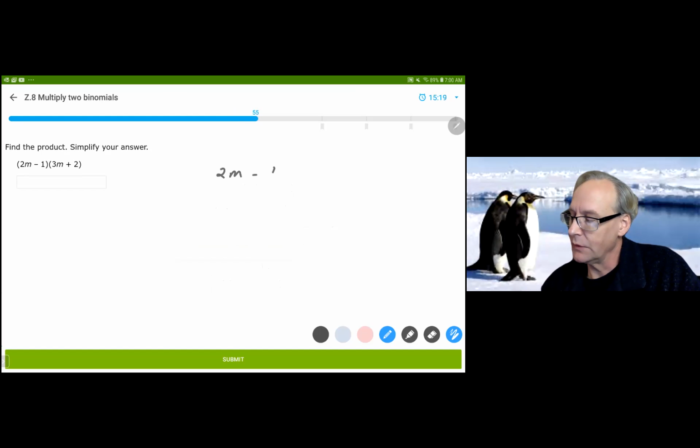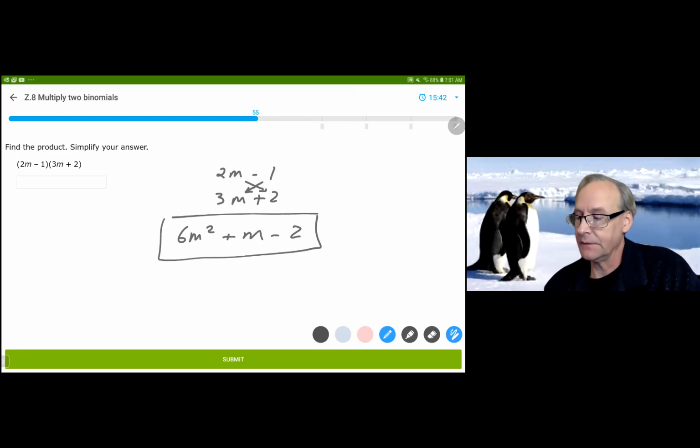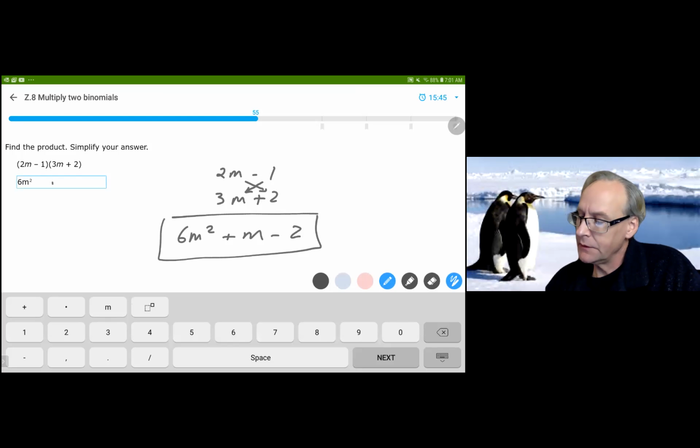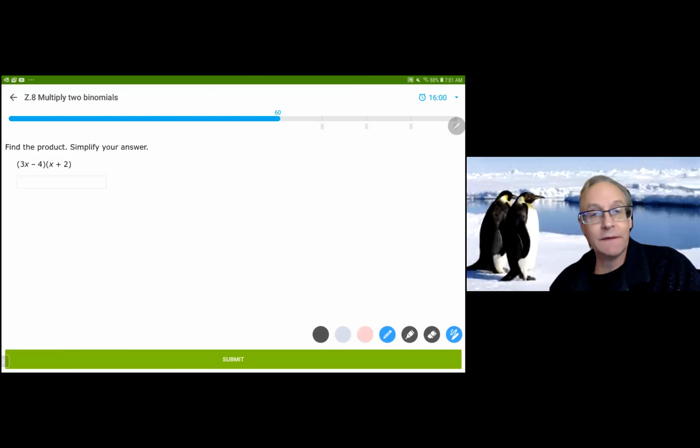2m minus 1 times 3m plus 2. That is 6m squared, isn't it? 2m times 3m is 6m squared. Now I know you can take minus 3m plus 4m. 4m minus 3m is 1m. That's it, minus 2. It is really, truly that easy. 6m squared, we have a plus m, and we have a minus 2. I better put the space. All righty then. Let's see if you can do this one.